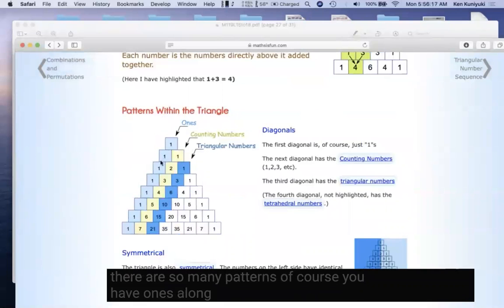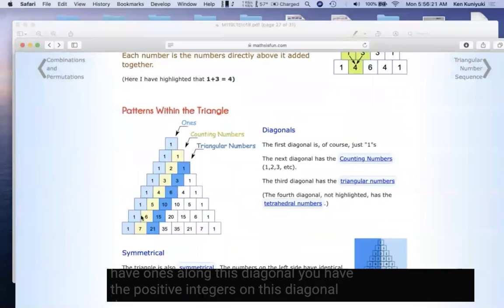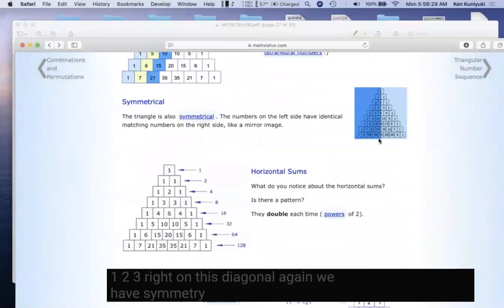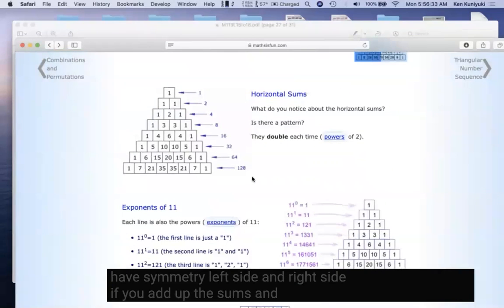Of course, you have ones along this diagonal. You have the positive integers on this diagonal, the triangular numbers. Imagine dots like 1, 2, 3, right? On this diagonal. Again, we have symmetry, left side and right side. If you add up the sums, and we'll see why this is true, 1, 2, 4, 8, 16, and so forth, powers of 2. And there are reasons for that.